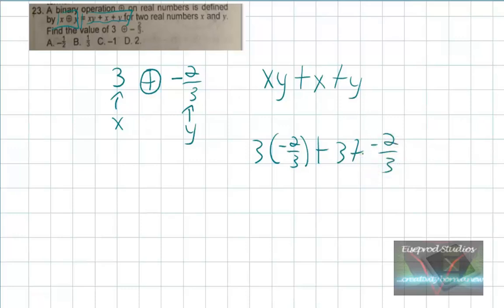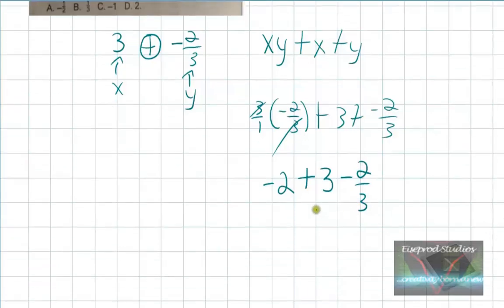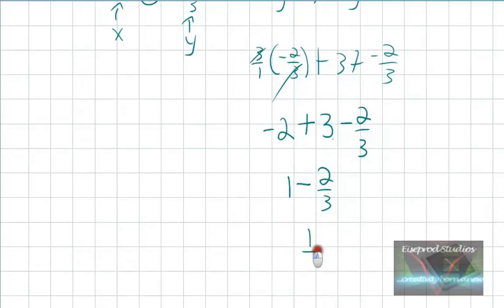So we can simplify a little bit now. So 3 times negative 2/3. Remember that the whole number 3 can be rewritten as 3 over 1, because anything divided by 1 is itself. And now you can cancel these 3's, and all we're left with is negative 2 over 1, which is just negative 2. It's going to be plus 3, and then we can just say minus 2/3. Simplifying even further, we have negative 2 plus 3 is positive 1, minus 2/3, and our final answer is 1/3.